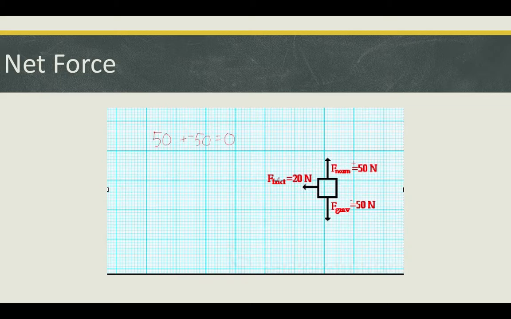In the other direction, the horizontal, we've got a force pointing to the left, which is negative 20. And then we also have no force on the right, so that's 0 newtons. So negative 20 newtons plus 0. Our net force for that is negative 20, otherwise known as 20 newtons in the negative direction, which is to the left.